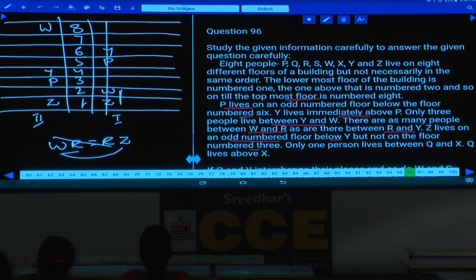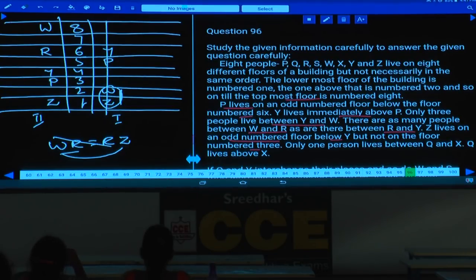Number of people between W and R equals between R and Z. People between W and R must be common between these persons. Here W and Z are adjacent, it is not possible. Then W and Z are in these two places. Where should this R be? If R is at this place, how many persons are there between W and R?